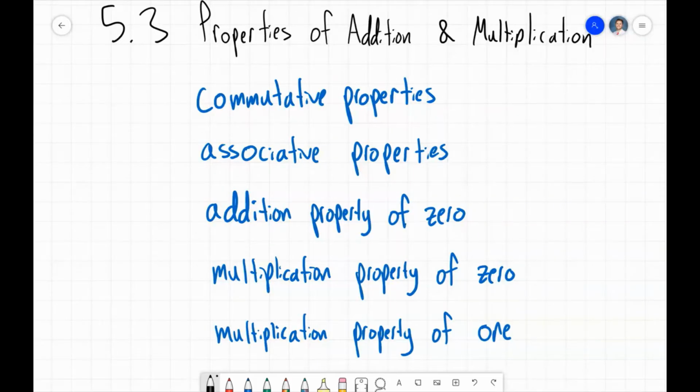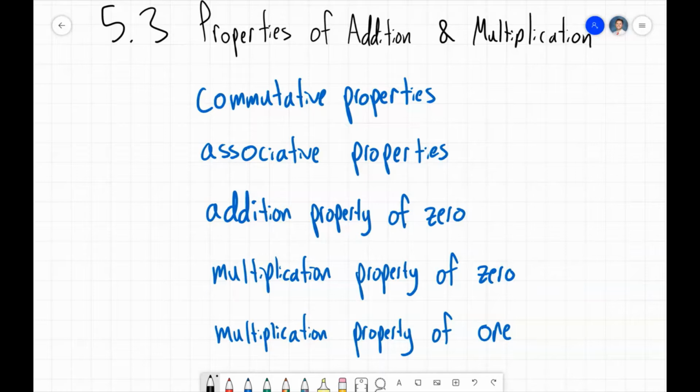So in this video, we're going to be looking at something that's probably pretty familiar to you. You've been learning this since 3rd, maybe 4th grade. But these properties of addition and multiplication become particularly helpful when we are solving algebraic equations. So we're going to revisit those.